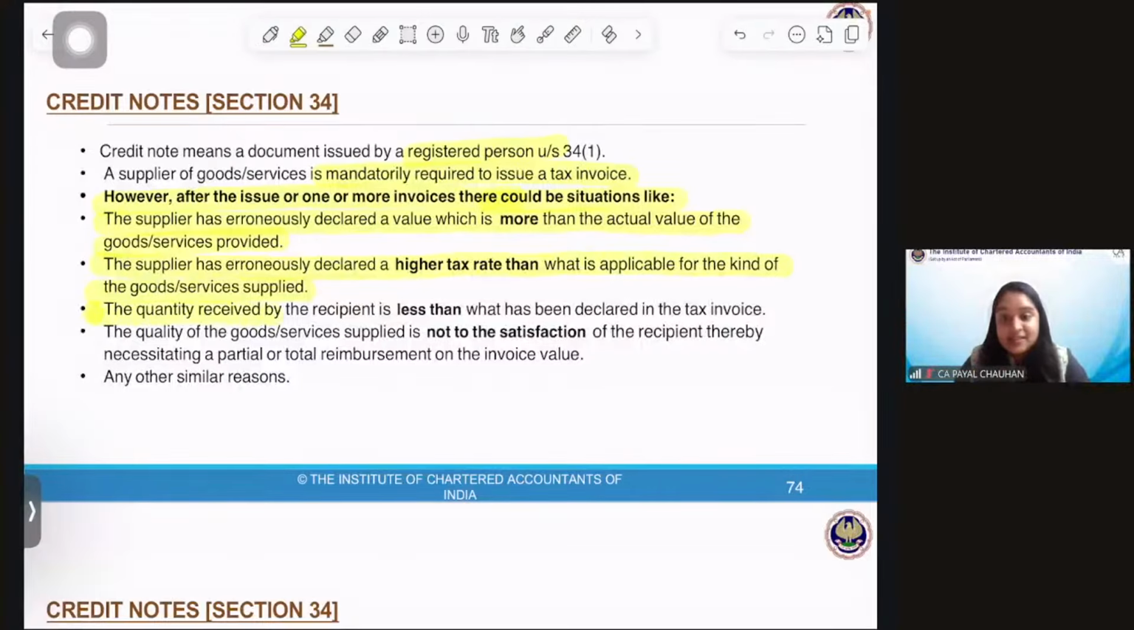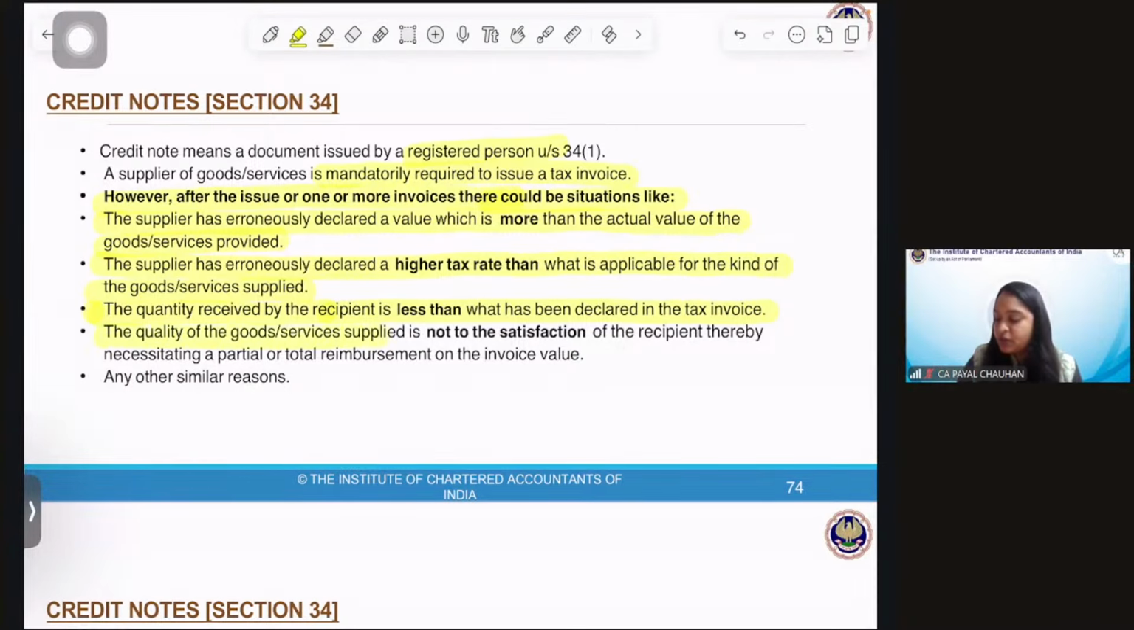The quantity received by the recipient is less than what has been declared in the tax invoice. Of course, I need to supply you 1,000 kgs, but I supplied only 800 kgs and the billing was for 1,000 kgs. Now, I have to give you a credit of 200 kgs amount. I'll issue you a credit note.